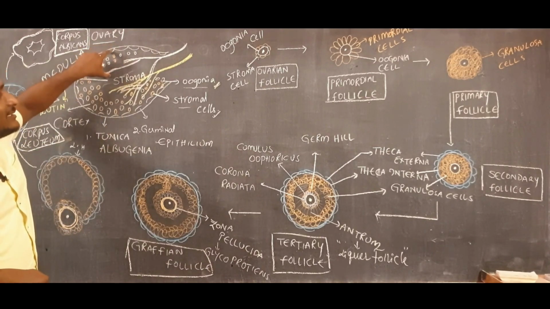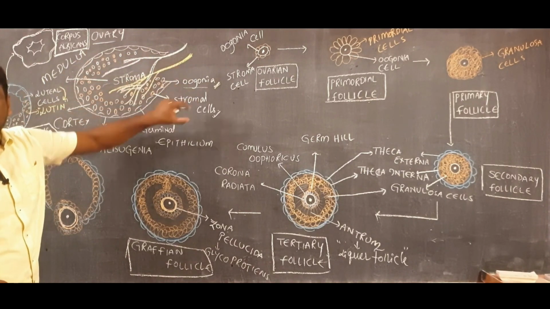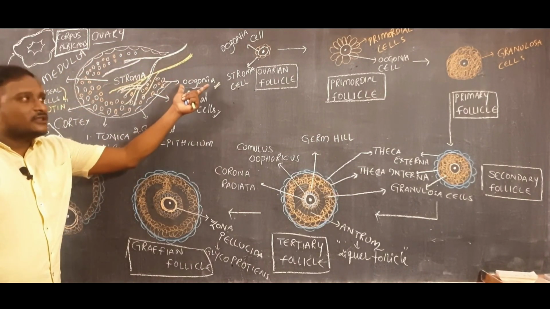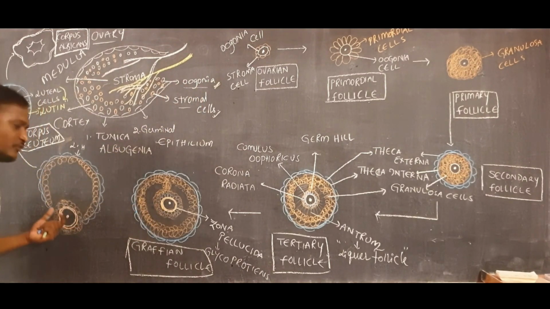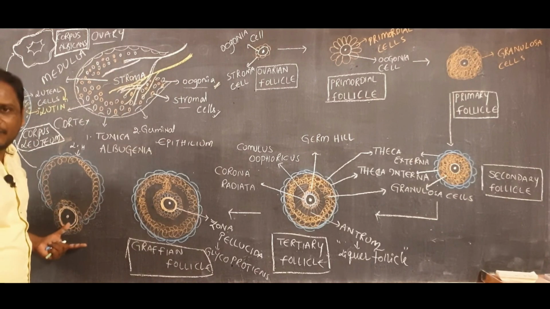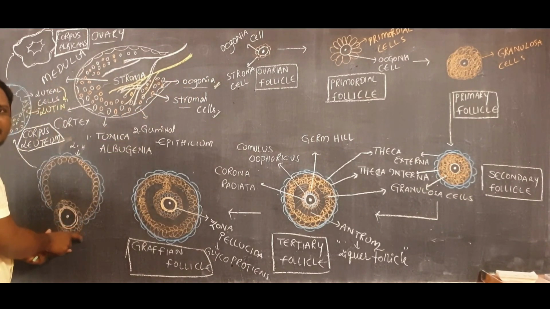So, in that condition, the ovary consists of two types of cells, oogonia cells and stroma cells. But when these oogonia are released outside from the Graafian follicle, we say that it is the female gamete. That means the oogonia cell is changing into the female gamete or secondary oocyte or ovum.